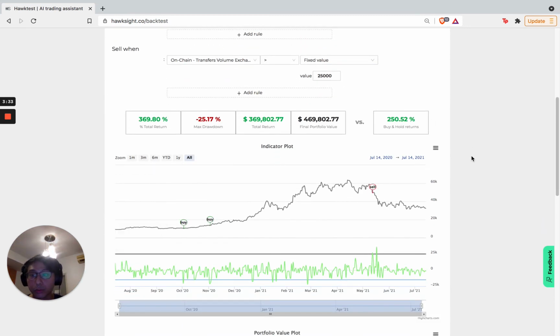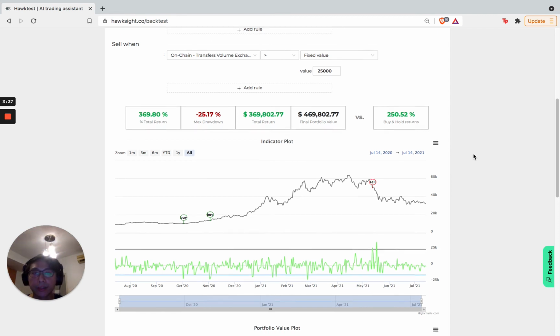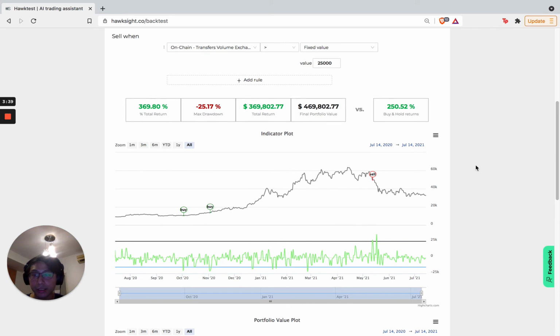I'm looking forward to other users combining different indicators as well. But you'll see that from this simple set of rules that we created, and we set up a strategy using them, we have a return of 370% in the last year for Bitcoin, which is high when you compare it to the buy and hold returns of just 250%. So I'm very excited to share this with everyone.